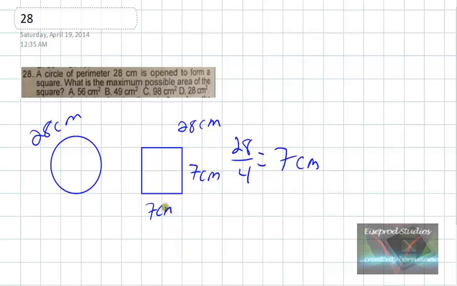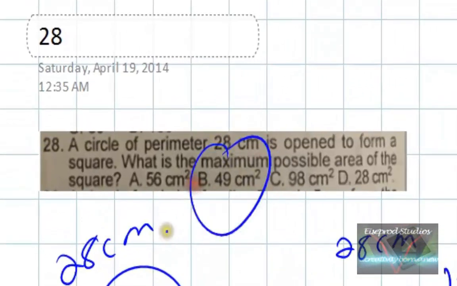Now it's fairly simple to find its area. We just take 7 times 7, because to find the area of a square, you multiply its 2 sides, and we get 49 centimeters squared. That's our answer.